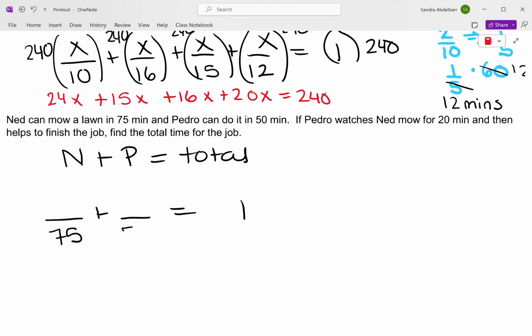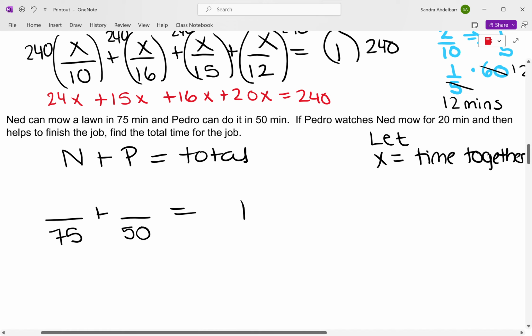Pedro can do it in 50 minutes. Where's that going? Numerator or denominator? Denominator. Okay. If Pedro watches Ned mow the lawn for 20 minutes, then helps to finish the job. Right, so when they're working together, are they actually working together for the whole time together? No, somebody's working longer. Who's working longer? Ned is working longer.